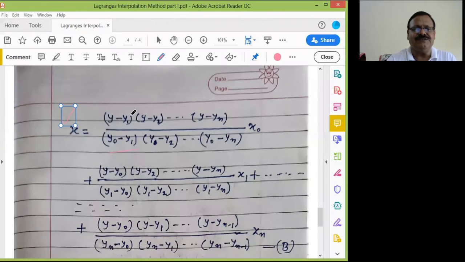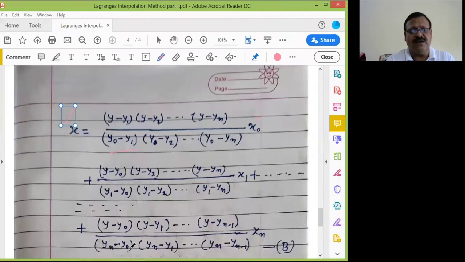Here is y naught, so you will start from y1, y2, and so forth. Here is y naught, then you will substitute and put it here. You look at here, the change, it has been changed. Earlier this was y naught. Similarly, you come to the downside, the denominator, you set here y1 minus this, y1. So y1 is here, so you will start from y naught, y2, and y1 is not here.